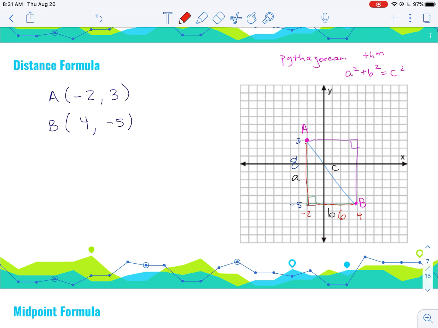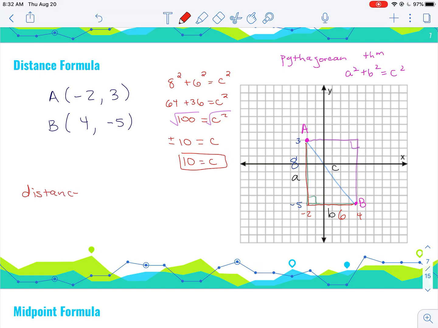So to find the hypotenuse, I can use the Pythagorean theorem. 8 squared plus 6 squared equals c squared. So 64 plus 36 equals c squared. So 100 equals c squared. And then remember to find just c, you're going to take the square root. So positive or -10 is the value for c. Since we're talking about distance, it's going to be positive. So the length of segment AB is going to be 10, or the distance between the points A and B will be 10. The distance formula is the Pythagorean theorem.